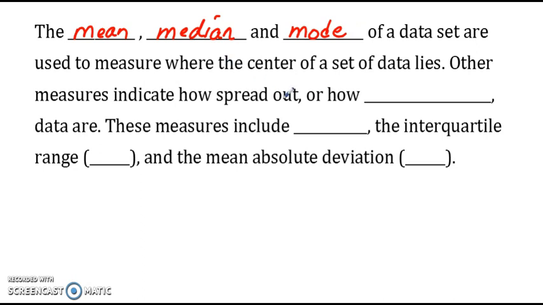Other measures will indicate how spread out or how variable they are. And later we'll be talking about that. We'll include the range, the interquartile range, which is abbreviated IQR, and the mean absolute deviation, which is MAD.